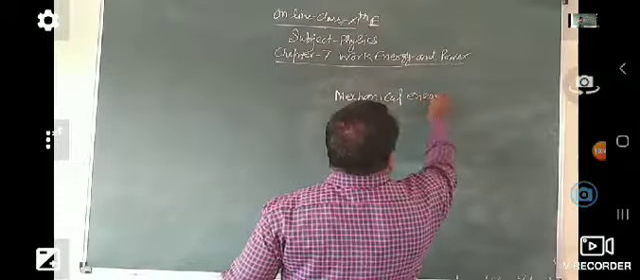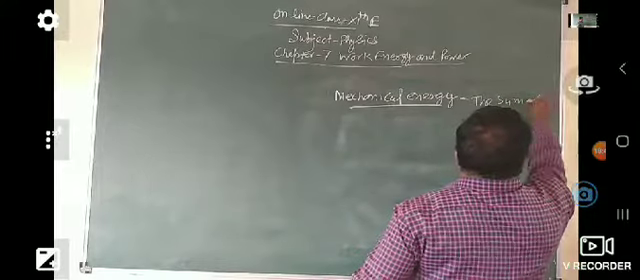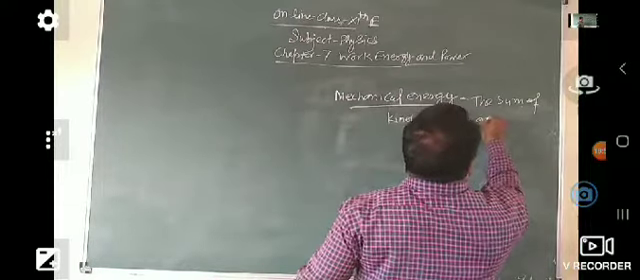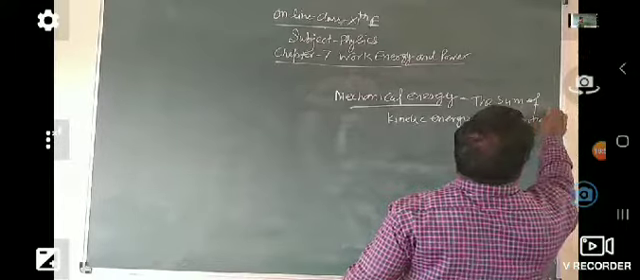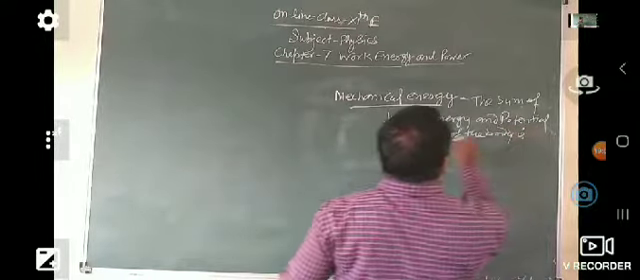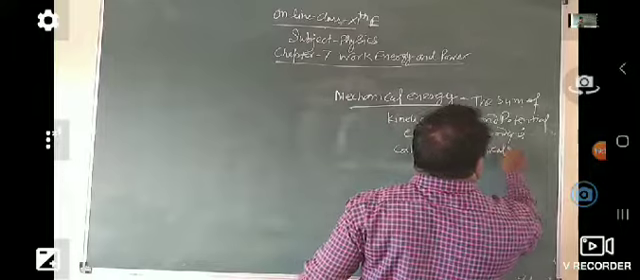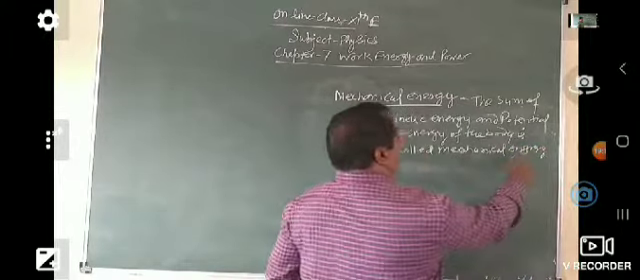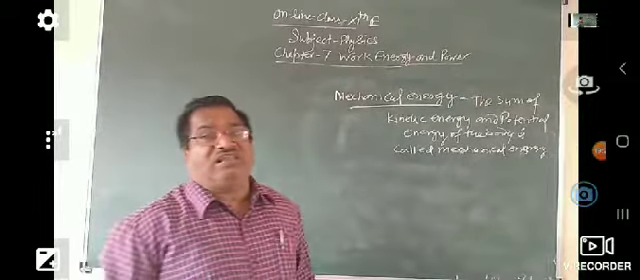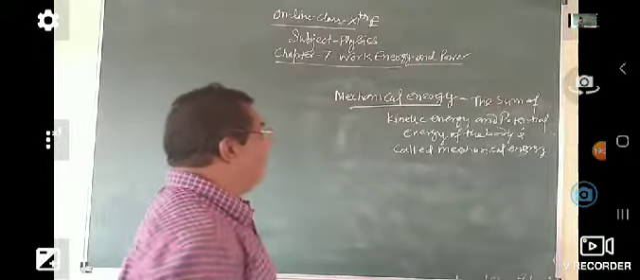Mechanical energy: the sum of kinetic energy and potential energy of the body is called mechanical energy. Clear? So mechanical energy is defined as the sum of the kinetic energy of the body and the potential energy of the body. So the sum of both is called mechanical energy. And after this, we see what kinetic energy is.